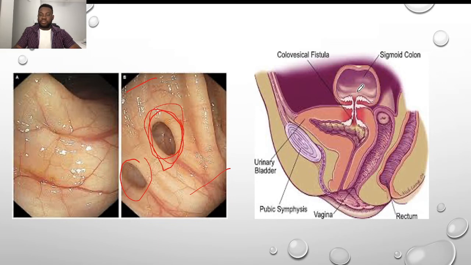Yeah, and so here, this is a sigmoid colon, and we can see that it has irritated the bladder. This is the urinary bladder. There is irritation, and also there is perforation. So when there is perforation, what you are going to see is that the stool content of the colon is going to go into the bladder, and the patient is going to pee urine that is mixed with stool. Someone might think that it is coming from the vagina, but it is not from the vagina. We need a critical examination to be able to differentiate the two.